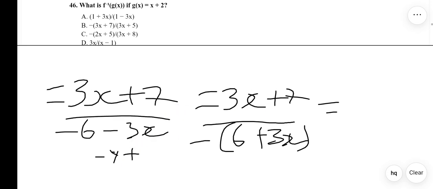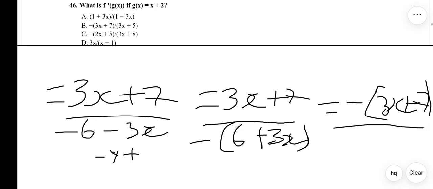So if this minus comes up, that will give me minus 3s plus 7 all over. This 6 plus 3s is the same thing as 3s plus 6. So this should be the final answer. And that correlates with which option?